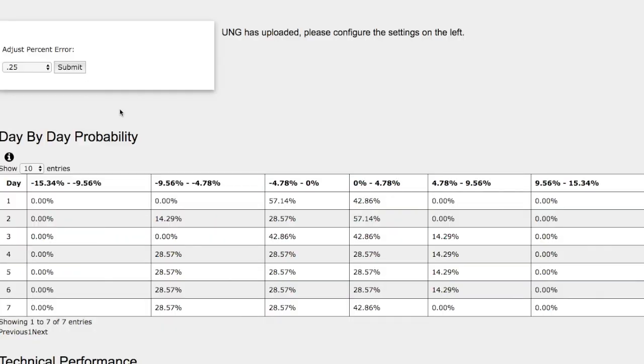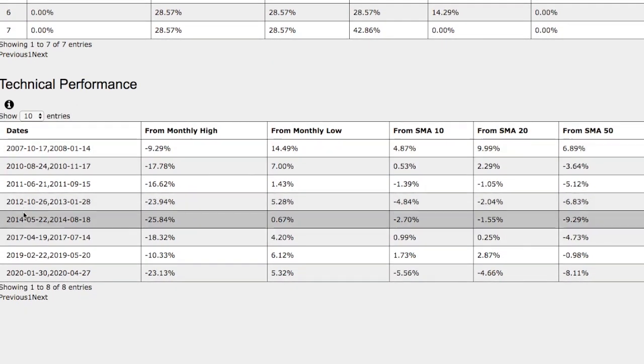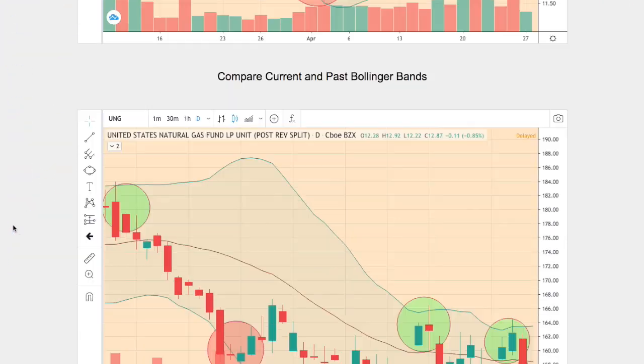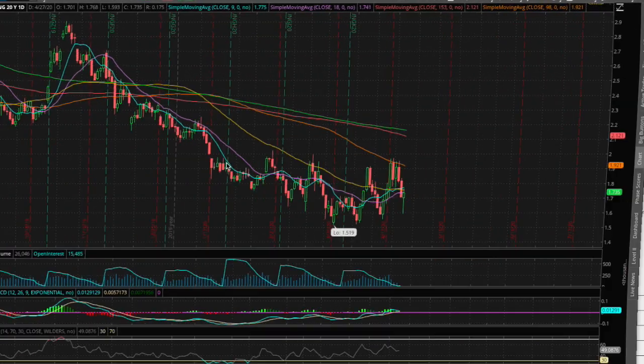In this video, we'll be going over the day-by-day probability model, the technical performance of each model, how we find the models, and the day-by-day forecast for natural gas. So back to the technical analysis.